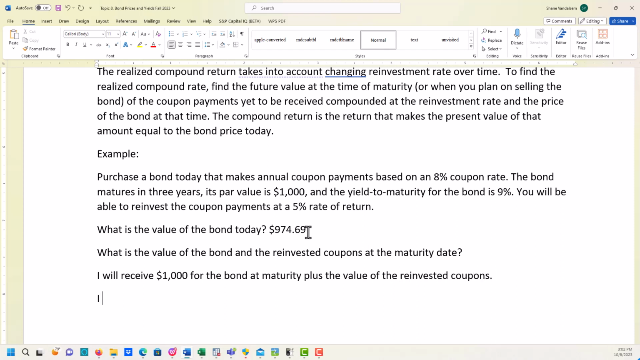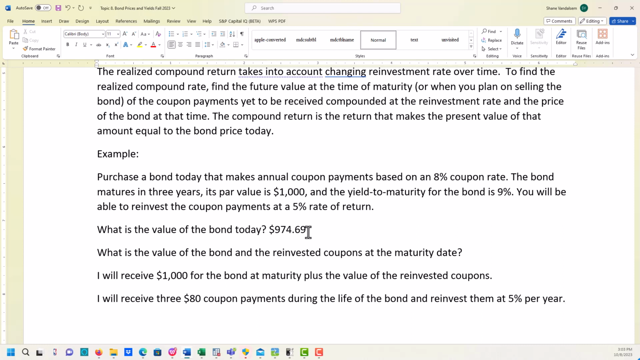Okay. I will receive 3 $80 coupon payments during the life of the bond and reinvest them at 5% per year. So what that means is at the end of year 1, I'm going to receive $80 and I'm going to reinvest it for 2 years at 5%. So 1 year I'm going to reinvest it at 5%. That's going to give me an additional $4 of interest. And then I'm going to take that $84 and reinvest it for another year, in this case, $4.20 worth of interest.